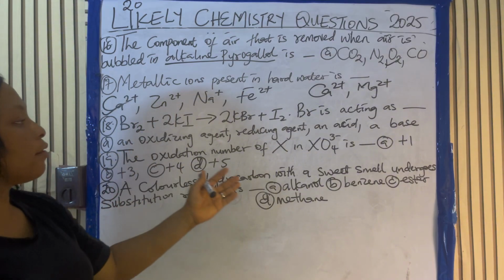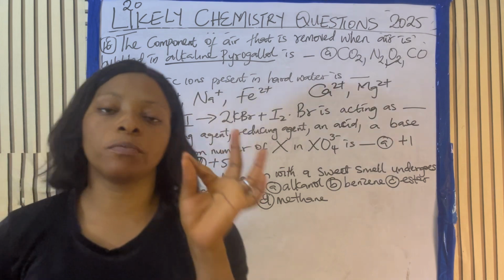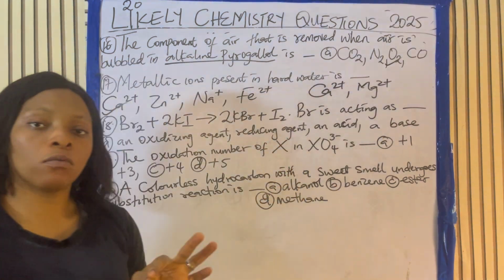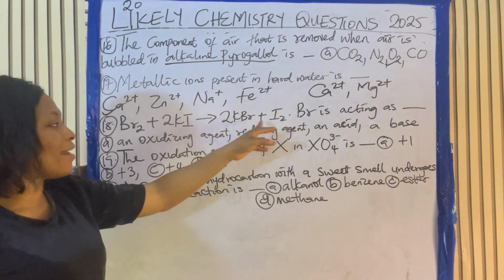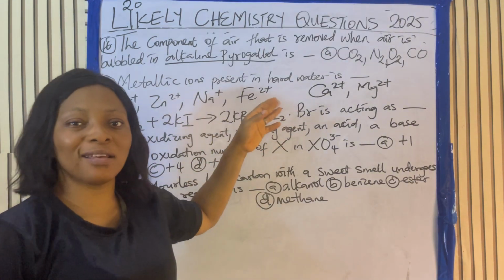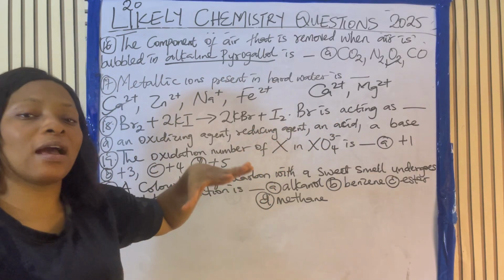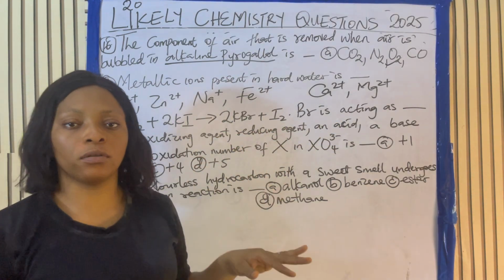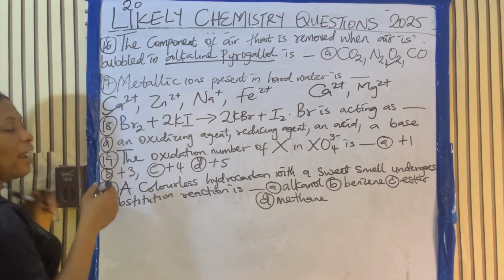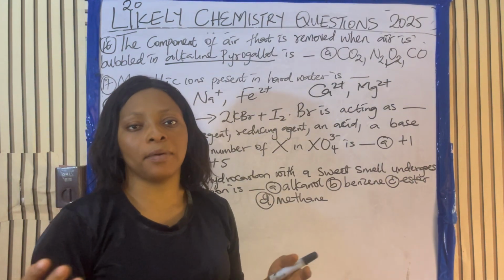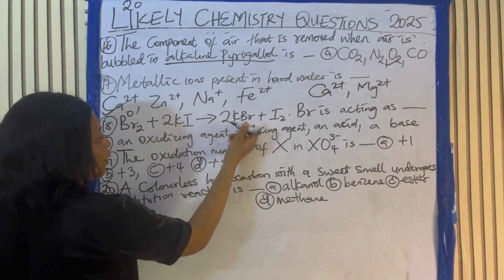Then, looking at this, bromine is acting as what? So, I just want to give you a little trick. Now, when you look at the reactants, those ones whose oxidation state increases at the product are reducing agents. While those ones whose oxidation state decreases at the product are oxidizing agents. So, looking at this, any element that is not combined with another element is 0. So this is 0.